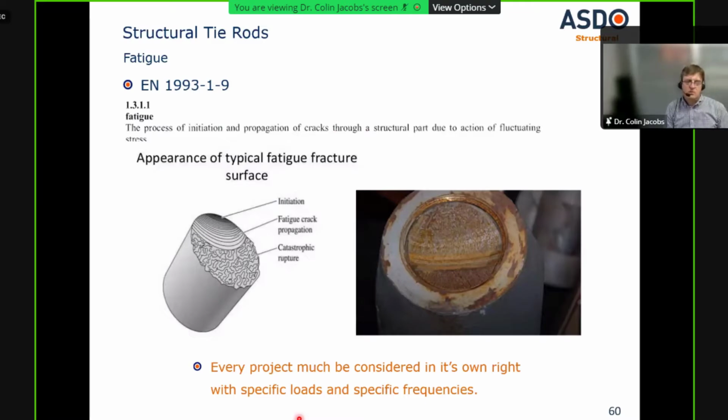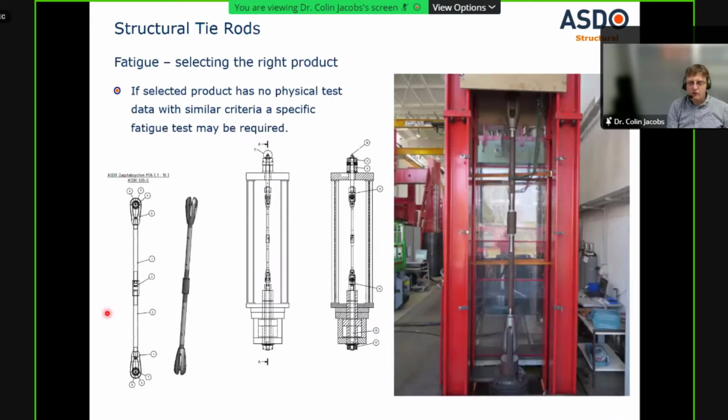So here's a typical failure via fatigue. So classic initiation, then back propagation, and obviously we get rupture towards the end. But every project really must be considered in its own right. It's very hard for a manufacturer to say, I have tie rods that are fatigue resistant, because it depends on your structure and what your loads are, what your cycles are, what your stress range is. But often we do have test data from other projects where if there's similar kind of stress range and loads, then yes, we can give data as to what the fatigue resistance of the product is.